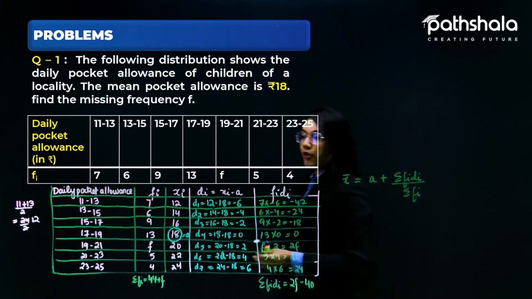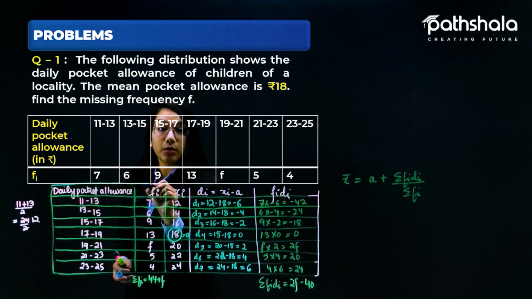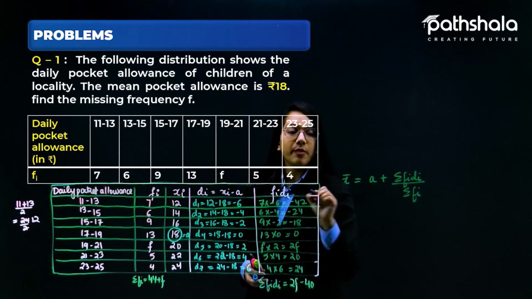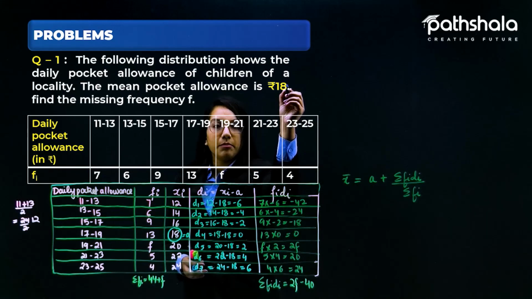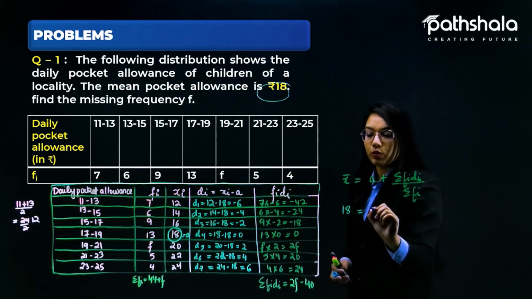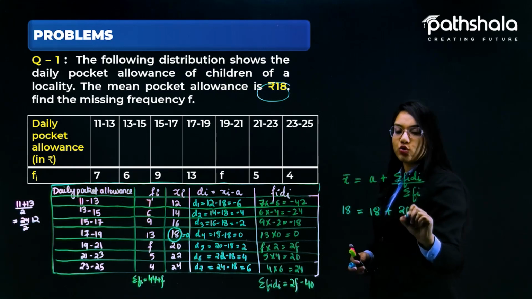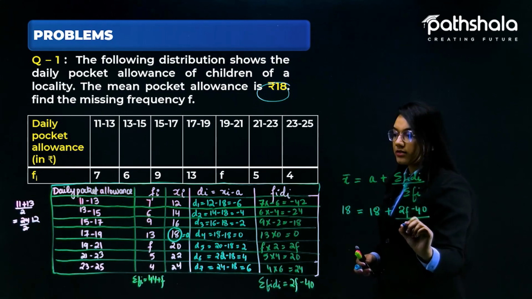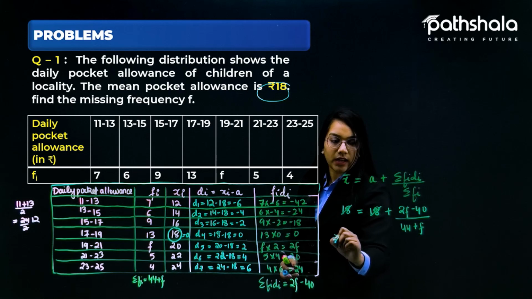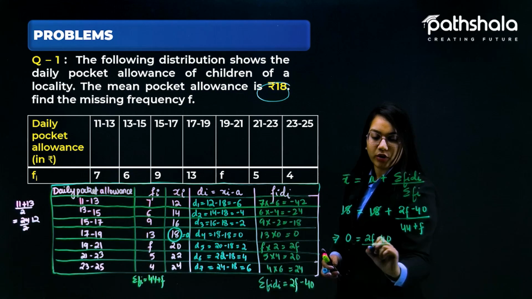As you can see, the mean is already given to us as 18. So X bar is 18, and A is 18. A is 18 plus sigma FiDi, which is 2F minus 40, divided by sigma Fi, which is 44 plus F. So 18 and 18 get cancelled with each other. At the end, we are getting 0, which is equal to 2F minus 40 divided by 44 plus F.